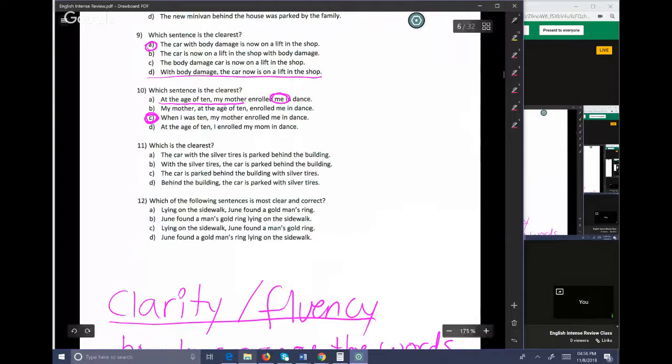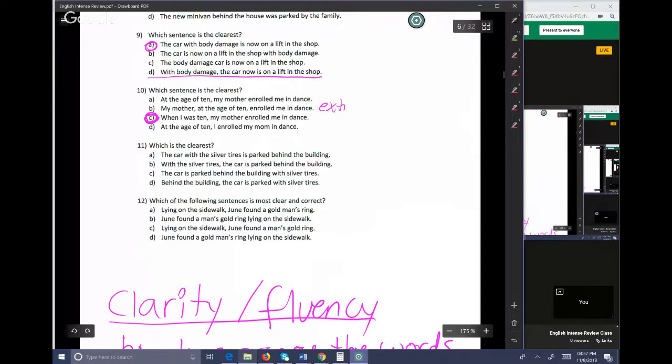Same problem with B, except it's in the opposite order. It says, my mother at the age of 10 enrolled me in dance. So that again says that mom is who is 10, because the noun, the person, place, or thing next to the descriptor is who ends up getting described. We also don't love this structure because we had to use 2 different commas due to the way that they put that sentence together.